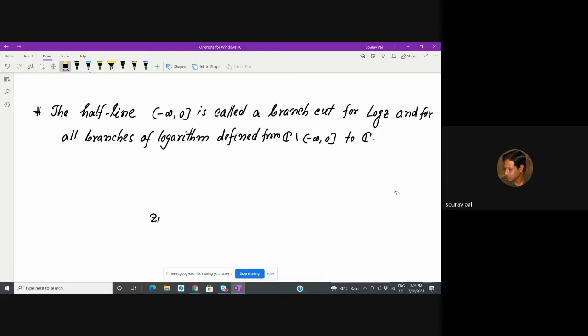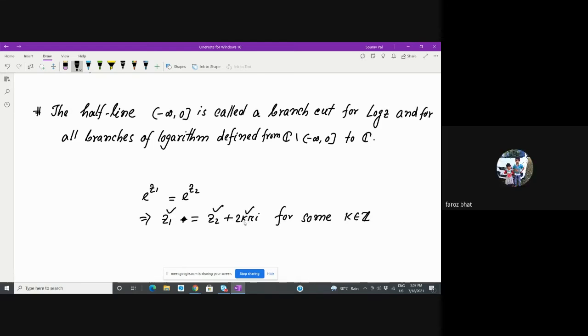Just look here. You have e to the z1 is equal to e to the z2. So what does this imply? This implies z1 is equal to z2 plus 2k pi I for some k. You mind, for some k. This k is fixed. Once this z1 and z2 is fixed, this k is fixed. This k is a fixed integer. Why is k a fixed integer?